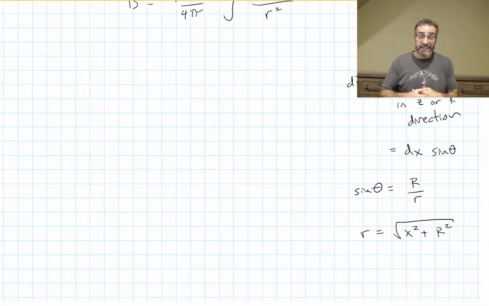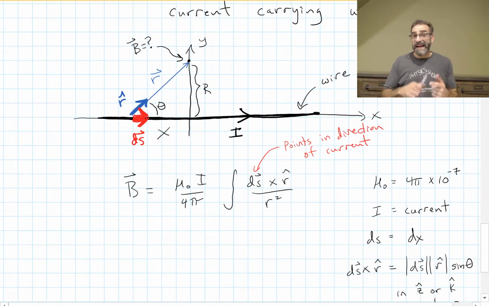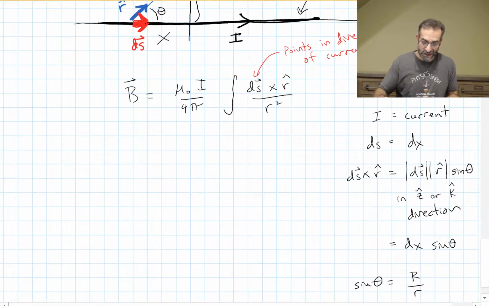I'm hoping that you're seeing some similarities here to the integrals we set up to find the electric field from a charge distribution. We did very similar things there. We had sine and cosine thetas, and we used a right triangle to find out what sine and cosine theta were. And we integrated over the charge distribution. Well, we're doing very similar things here. We're using a current path. We're going to integrate over the current path, and we're going to find the magnetic field that it produces.